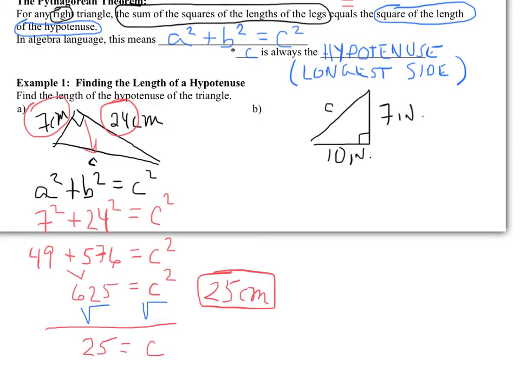On the second one, so again, we have our formula, A squared plus B squared equals C squared. We have our legs, so another 7, this time a 10.